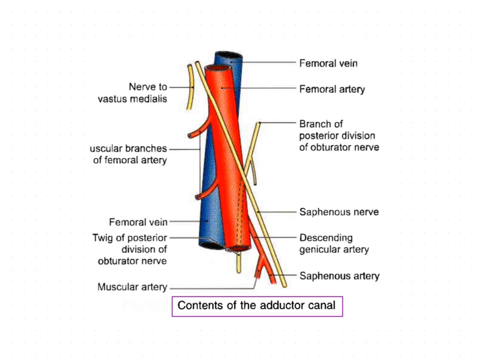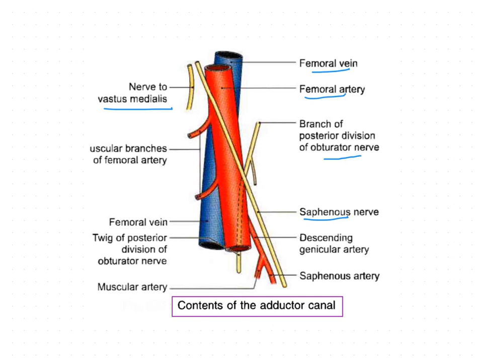Now we can see the contents in a longitudinal section, how the contents are present in the subsartorial canal. So it consists of mainly the femoral artery, femoral vein, and the saphenous nerve. Also the nerve to vastus medialis, and also the obturator nerve.